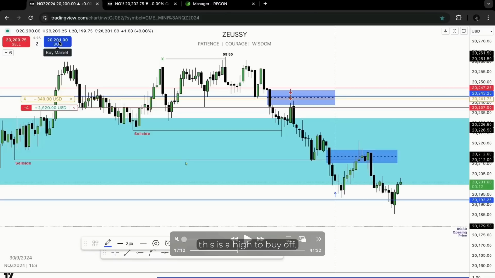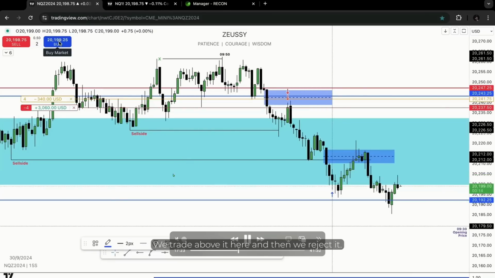Therefore, this is a high to buy off. Yes, that's what pattern trades do. Let me tell you something. What I want you to see is that we take out that high in a bit, we trade above it here, and then we reject it.